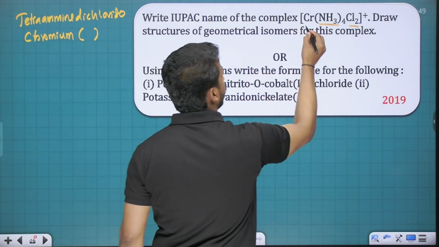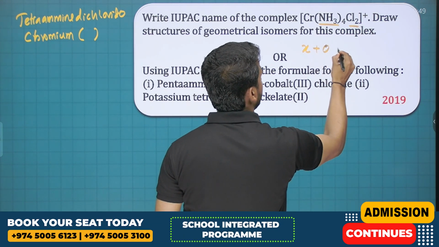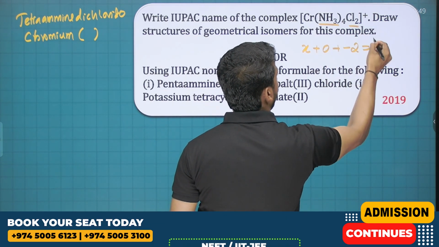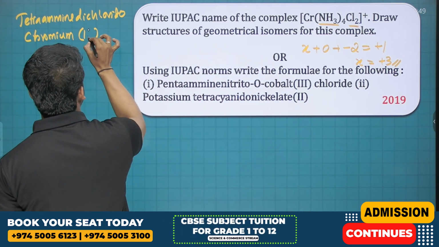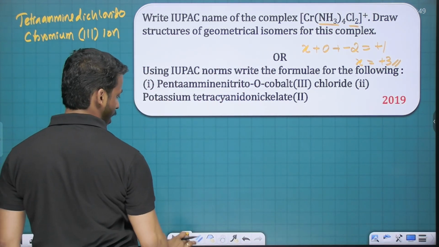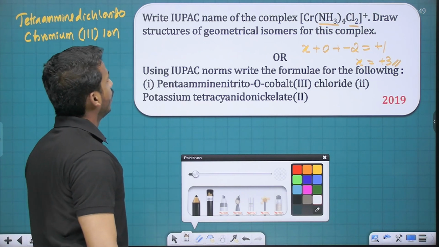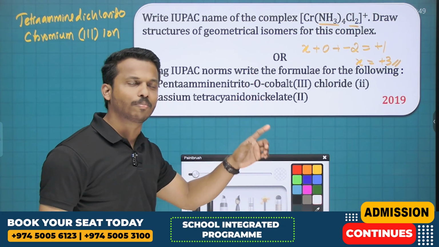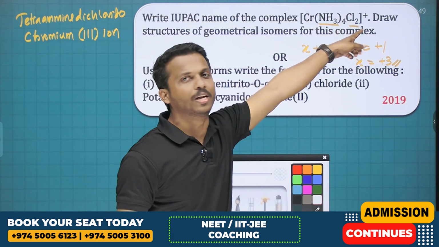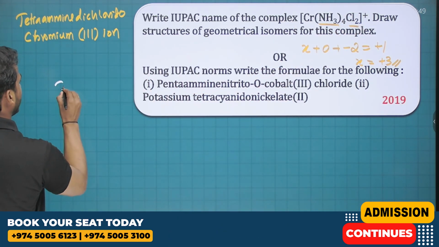Let's calculate the charge. Chromium X, amine 0, 2 chlorine minus 2, overall charge plus 1, so X is equal to plus 3. Since it is an ion, we can write ion. Next question. Draw the structures of the geometrical isomer. Again, same type. This is a type Ma4B2. Same question, so we can draw like this one.